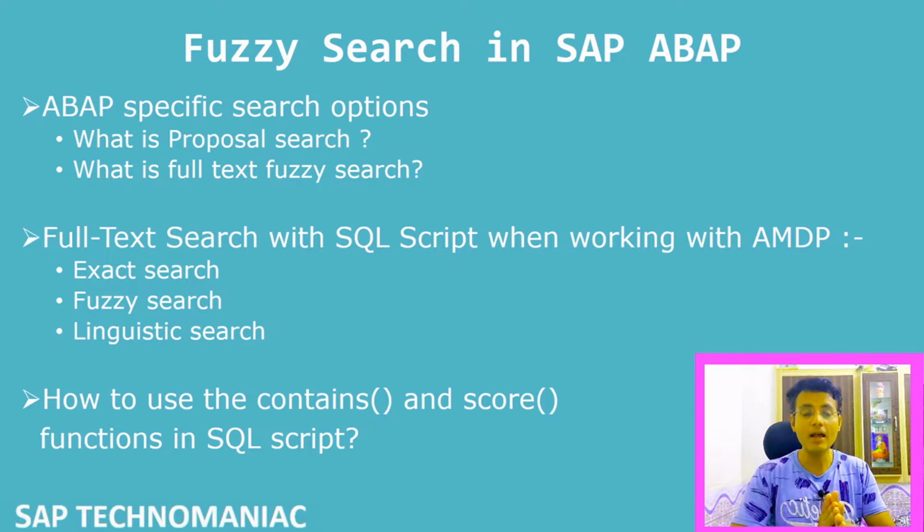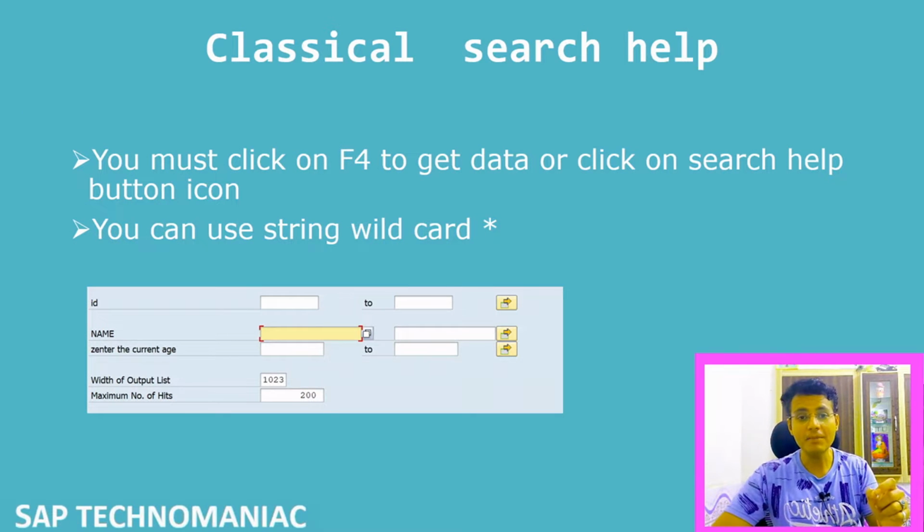Not only that, in an ABAP on HANA system, if you are using the SQL Script language inside our AMDPs, we can also apply these search options, or fuzzy search, using the CONTAINS function. We can also see how precise the search is using the score value as well. We will see all of these things in this video. Let's get started. In classical ABAP, we already know how the search help works.